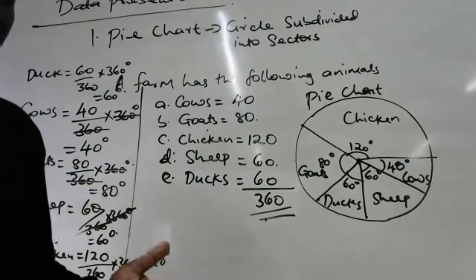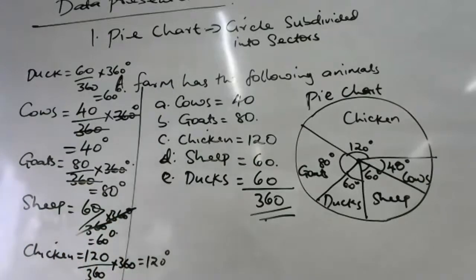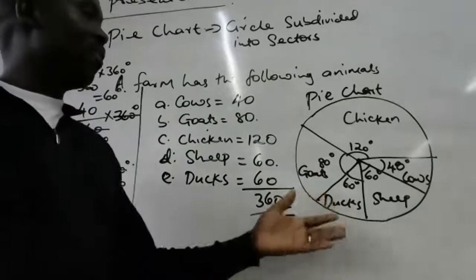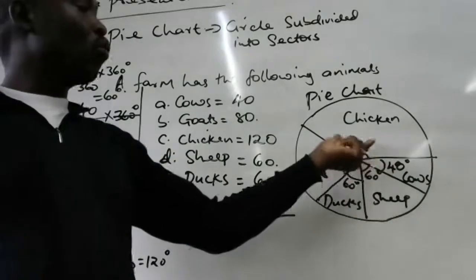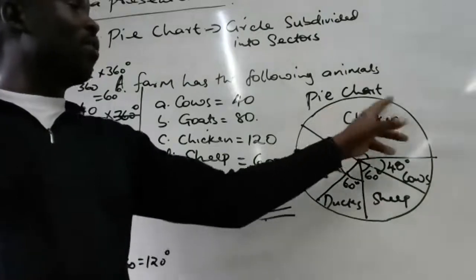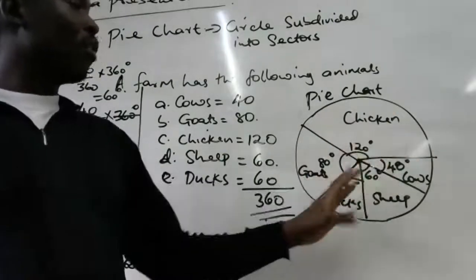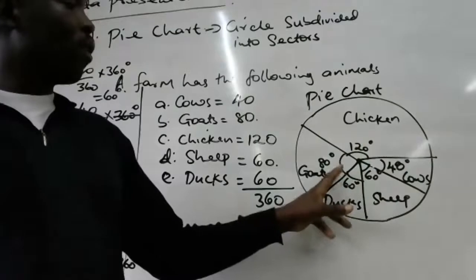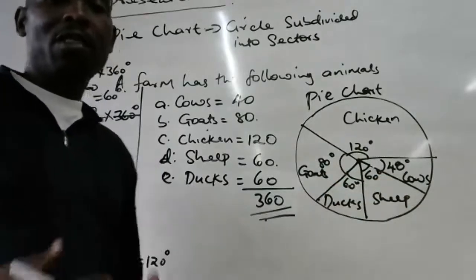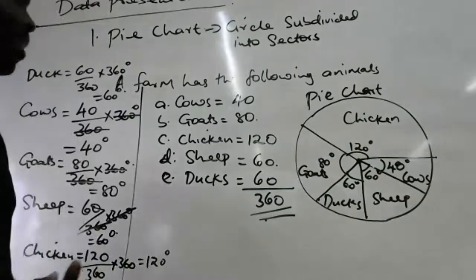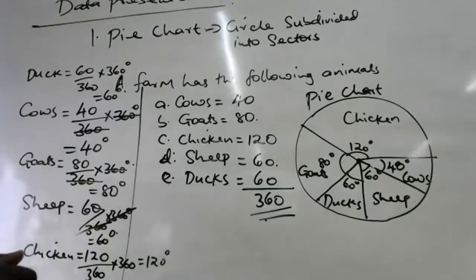If you are doing a sketch, you must make sure that you are being a bit realistic. You cannot have 120 becoming the forest, because 120 is the biggest, so you must make sure that this sector of 120 is actually bigger than any other. Then followed by 80, 60, and then 40 as the smallest. That is how we come up with the pie chart.